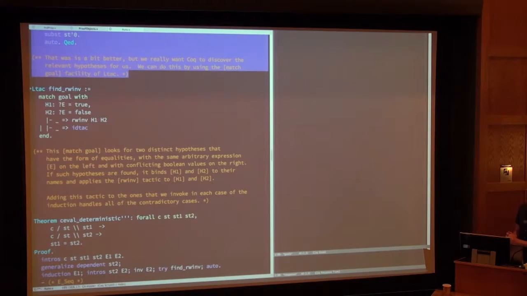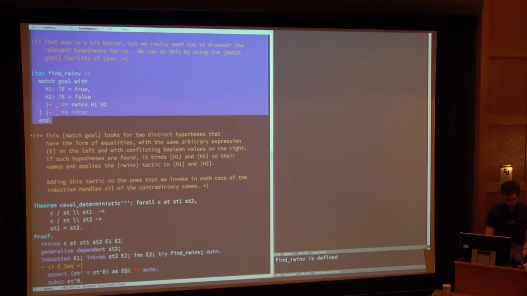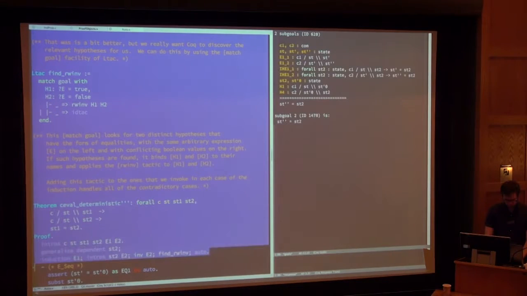So it's sort of the no-op tactic. And if we stick that in there as sort of the default case, everything works fine.